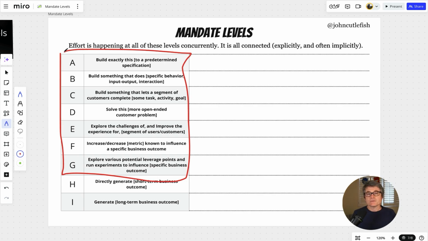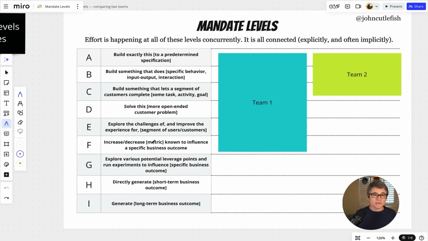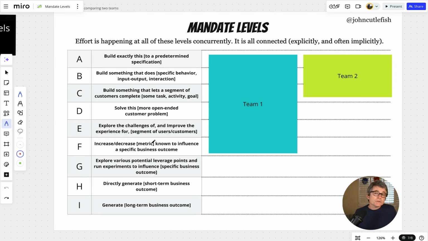So the purpose of this was to allow people to have a more productive discussion about the mandate levels or the sphere of autonomy that they had in their company. It's actually a Miro template. I'll share the template with you. But you can use this for many things.